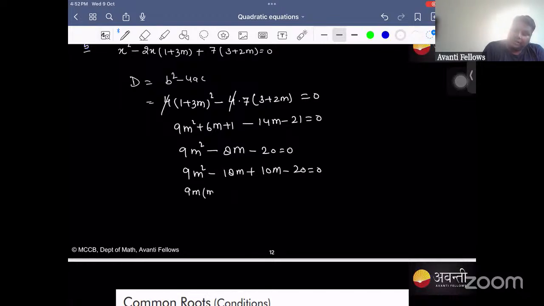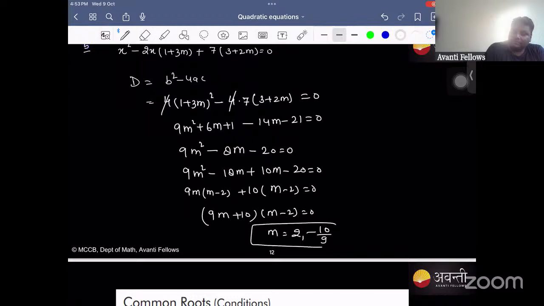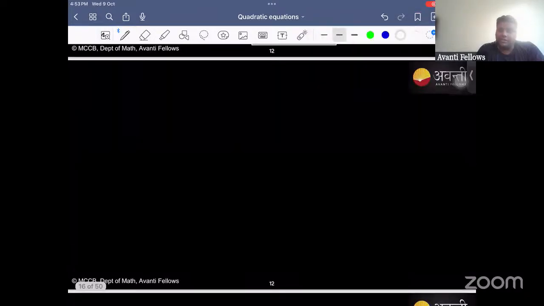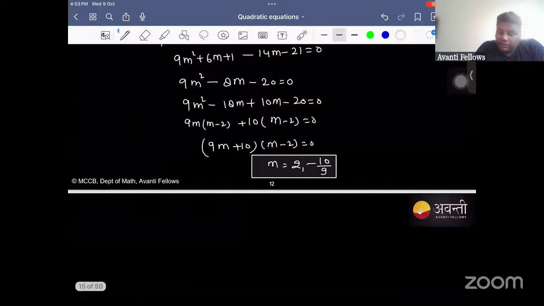So it is 9m times (m minus 2) plus 10 times (m minus 2) equals 0. So (9m plus 10) into (m minus 2) equals 0. So the value of m is 2 or minus 10 by 9. That's it. This is what you were expected to do. Got it? Now, the next question is, again, a very good question they're asking.